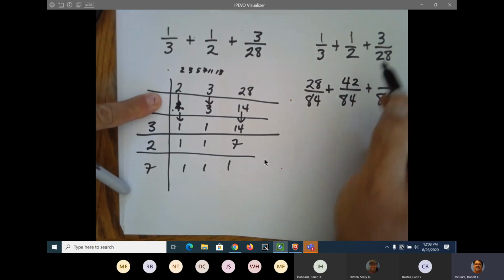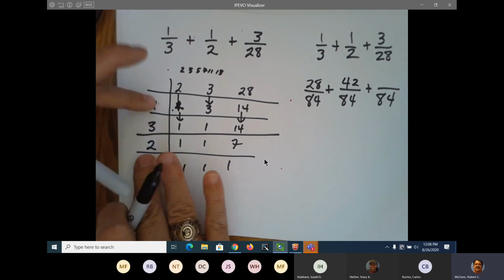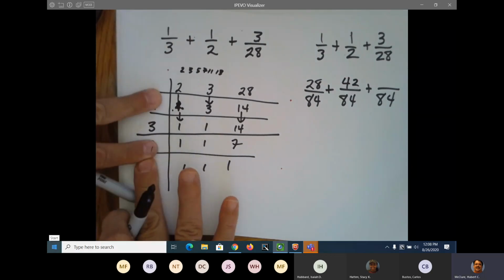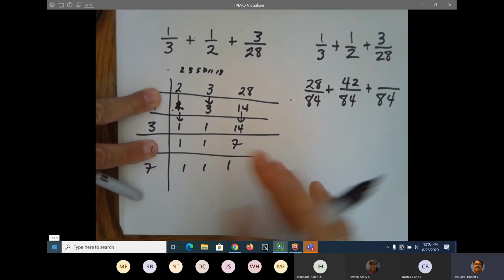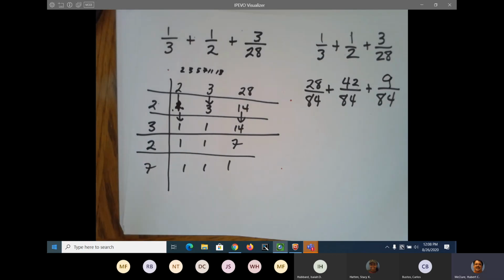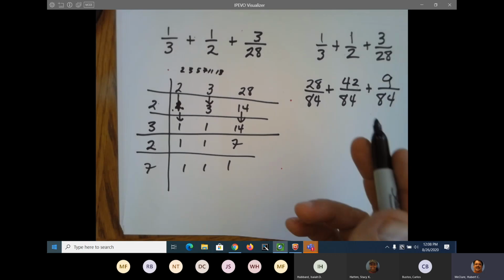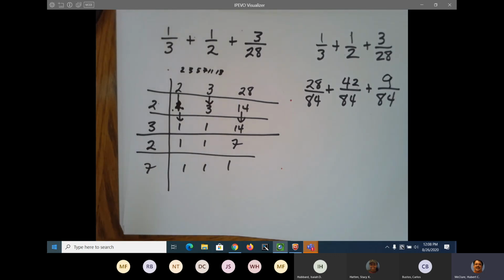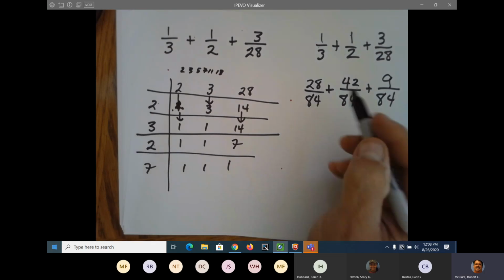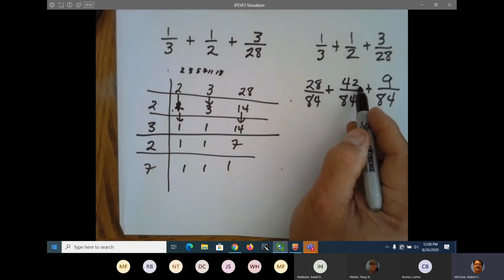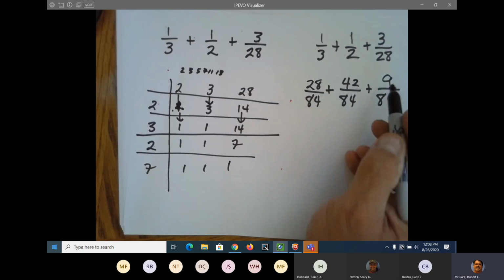And 28, cover up the 4 and the 7. And that leaves 3 times. 3 times 3 is 9. And you notice I just did all 3 of those without any calculator at all, except for the 84. And I just asked y'all to check me. Okay? So 28 plus 42 is 70, plus 9, so 79 over 84.